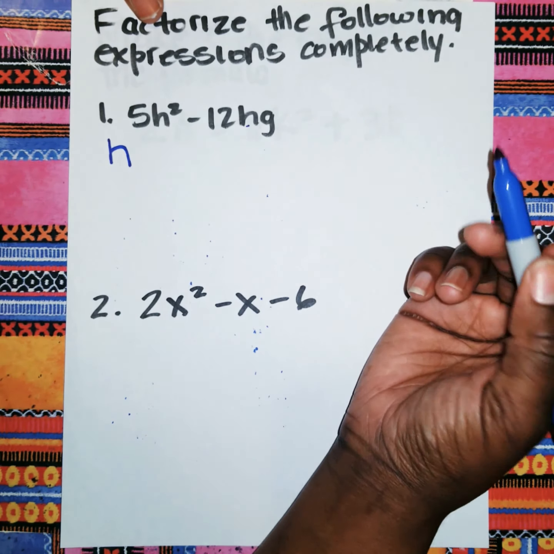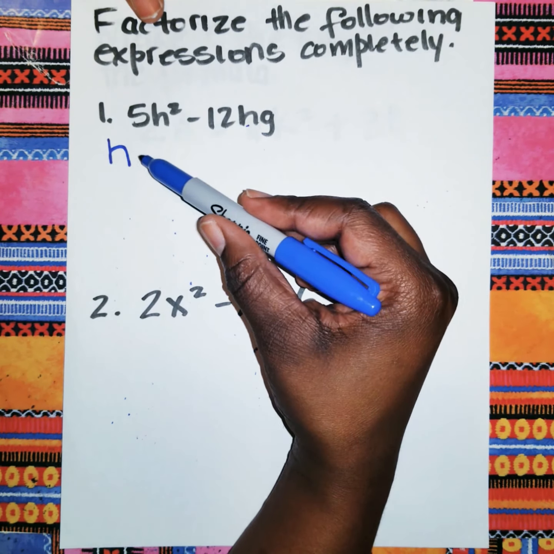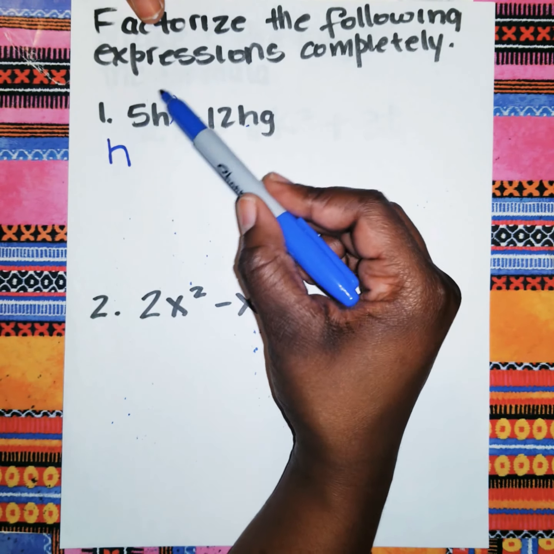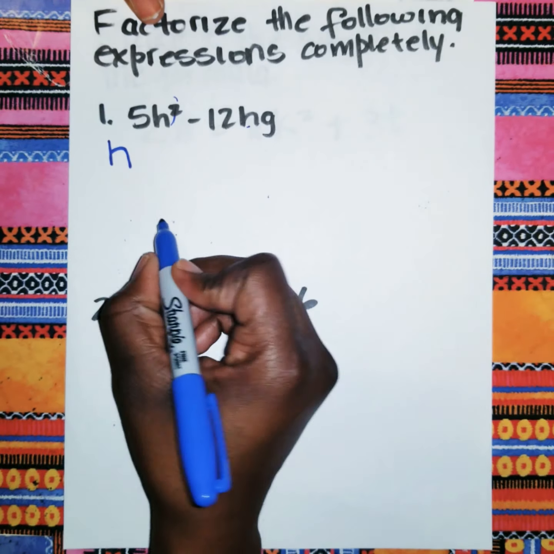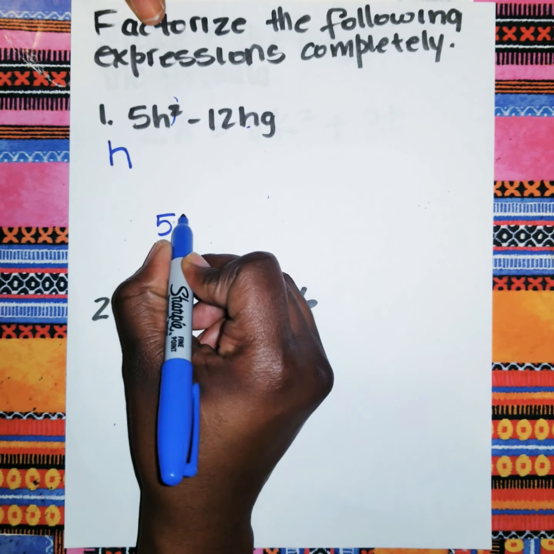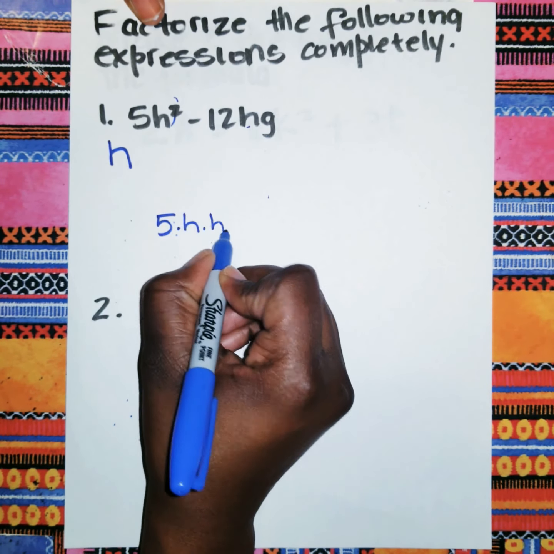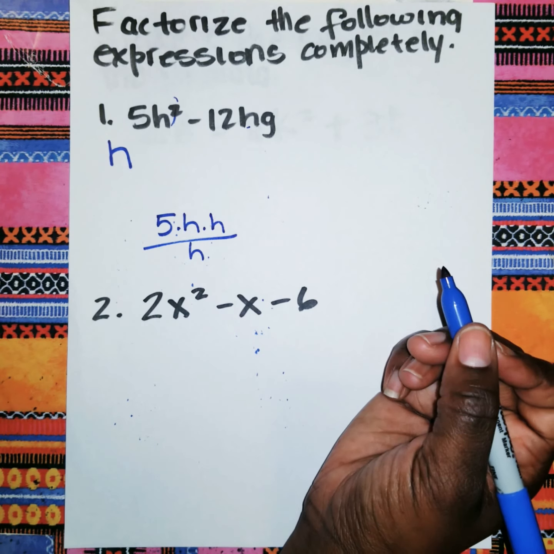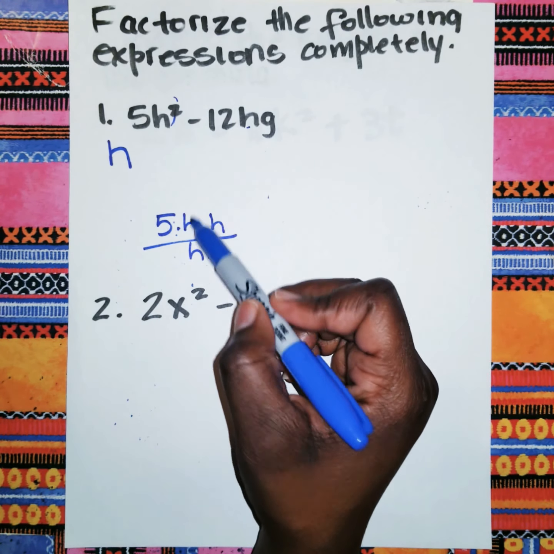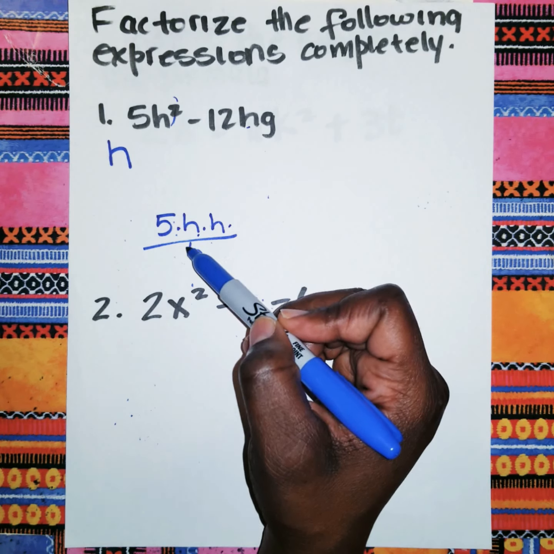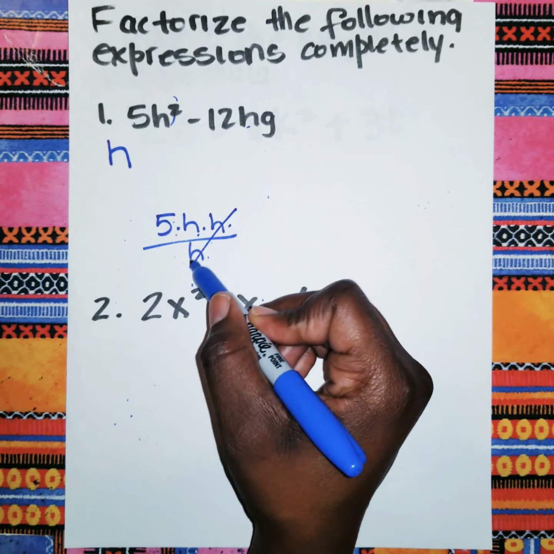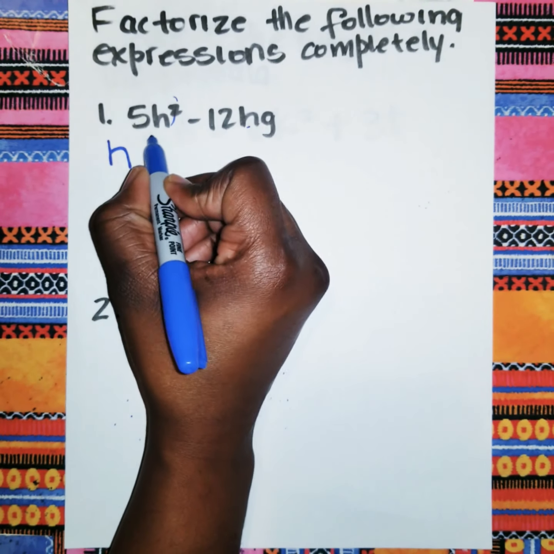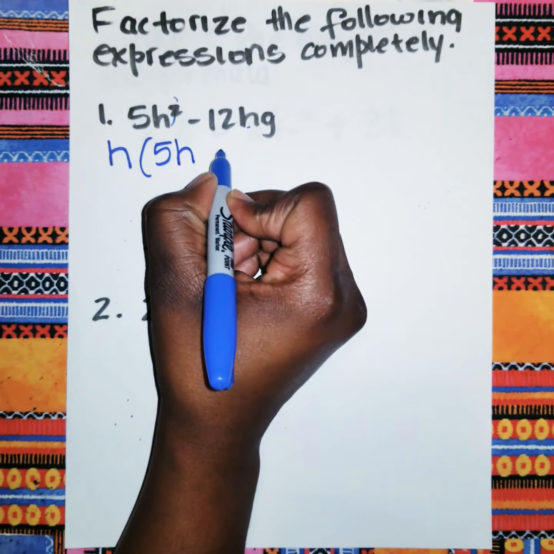From this, you need to then see what is left when the factor of h is taken from 5h squared. This basically is you expanding, which says 5h times h divided by h. What I did was expand the first term, so it's 5h squared, h times h. Since h is a factor, we're going to take it out and divide by it. So when you cancel that, you will get 5h in parentheses.